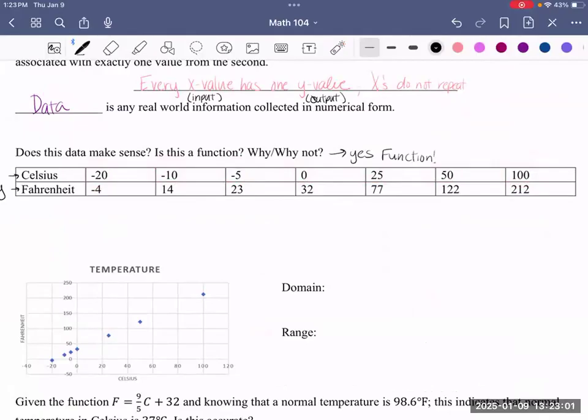So now, does this data make sense? Now, you may or may not know a little bit about Celsius or its conversion to Fahrenheit, but one of these conversions should make sense. It's just saying that -20 degrees Celsius is the same as -4 Fahrenheit, or -10 Celsius is the same as 14 degrees Fahrenheit.